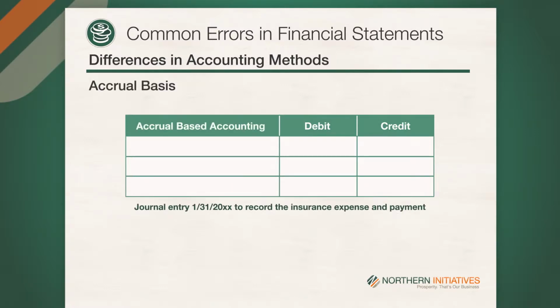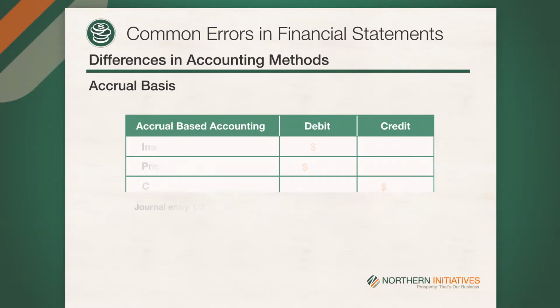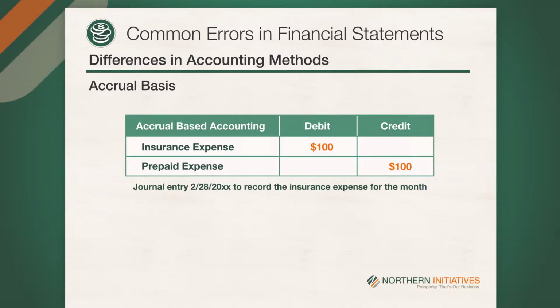Under accrual-based accounting, the full amount is not an expense in the month of January. Rather, 1/12 of the bill is an expense of January and for each month thereafter until all 12 months have passed. The accrual-based method is matching the insurance expense to the period the expense is incurred. In the next month and so forth for the remainder of the year, the insurance expense would be recorded as a $100 debit to insurance expense and a credit to prepaid expense.